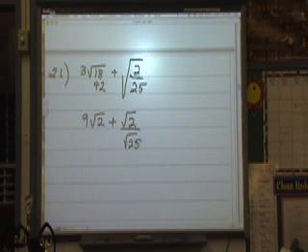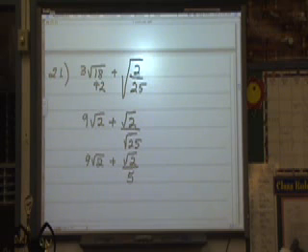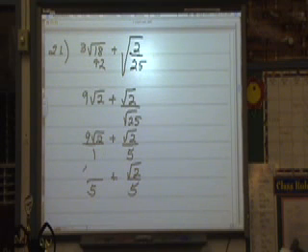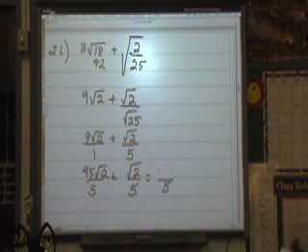So now we can rewrite it 9 radical 2 plus what? Radical 2 over 5. Okay, we put this over 1, because we're going to add these fractions. What's the least common denominator? 5. This one is fifths, so 1 goes into 5 how many times? 5. 5 times 9. 45 radical 2. So we can add those? 46 radical 2 over 5. Very good. Any questions?